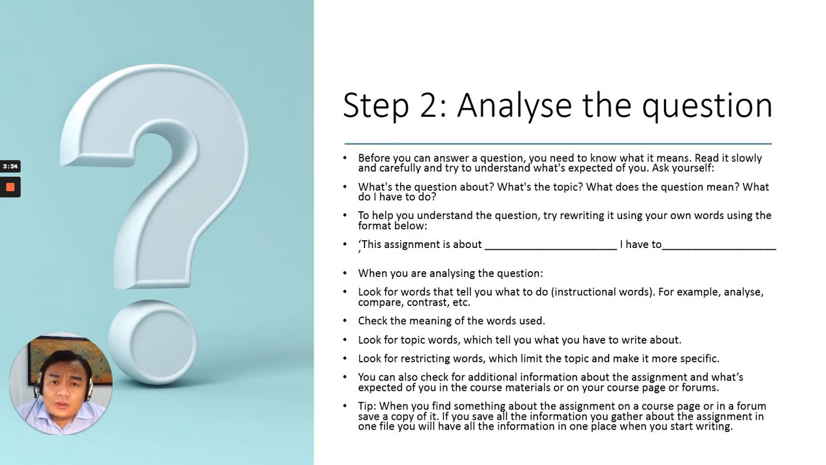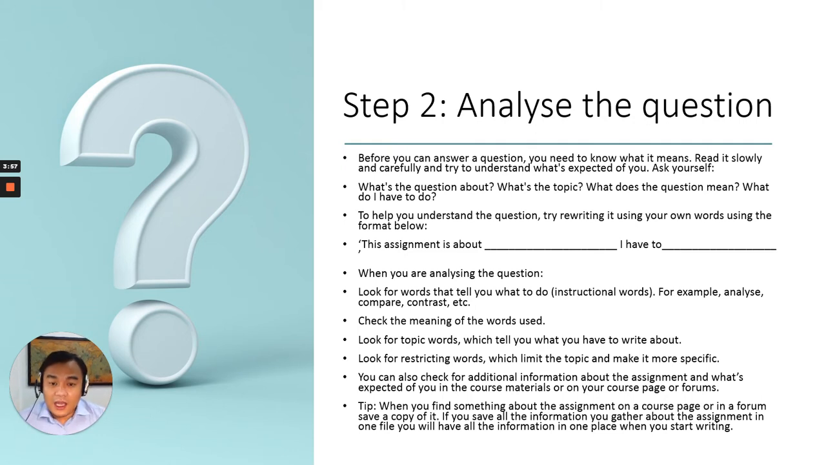To help you understand the question, try rewriting it using your own words, using the format below. You write down, this assignment is about blank, I have to blank. And later, you fill in the blank. The assignment is about this and that, and I have to do this and that.